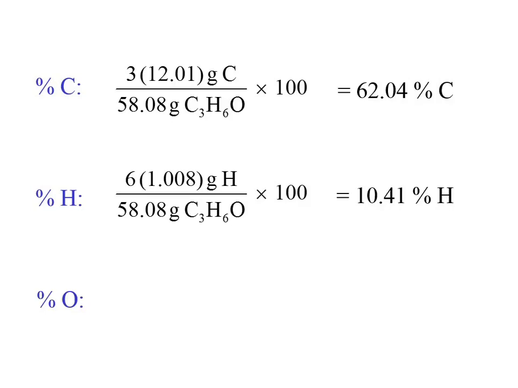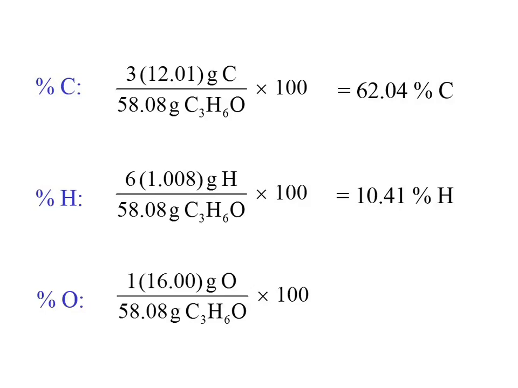Now, some students would say, well, Mrs. Snipes, can't I just get the oxygen by difference? And yes, you can. But let's do it this way. If we take 1 times 16.00 grams of oxygen divided by 58.08 grams of compound, C3H6O, times 100, and round to 4 significant figures, we get 27.55%.